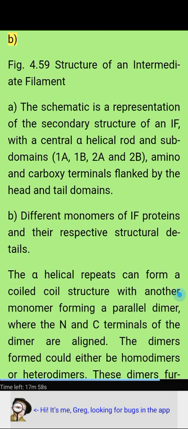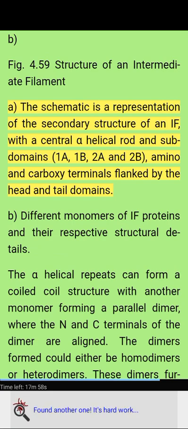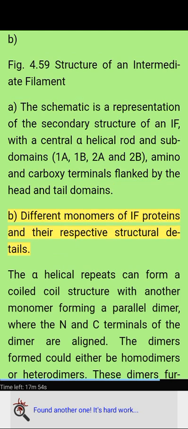Figure 4.59: Structure of an intermediate filament. A. The schematic is a representation of the secondary structure of an IF, with a central alpha helical rod and subdomains 1A, 1B, 2A, and 2B, with amino and carboxy terminals flanked by the head and tail domains. B. Different monomers of the proteins and their respective structural details.